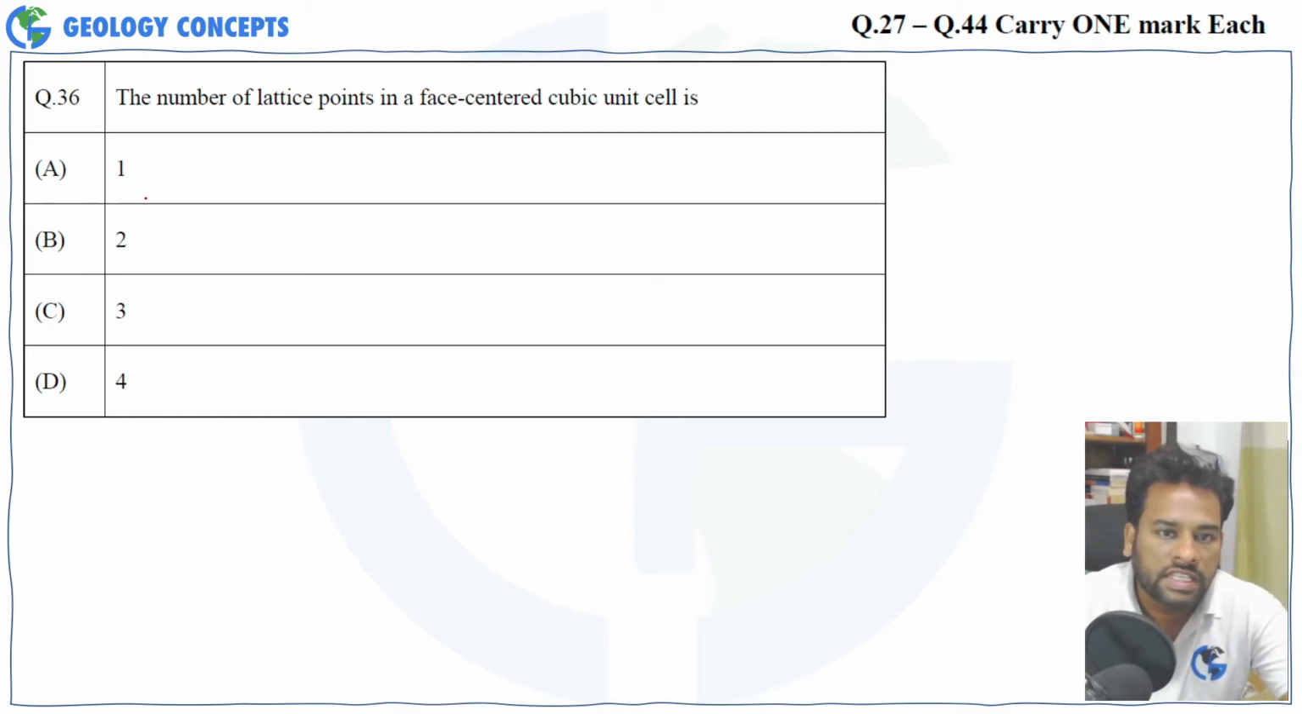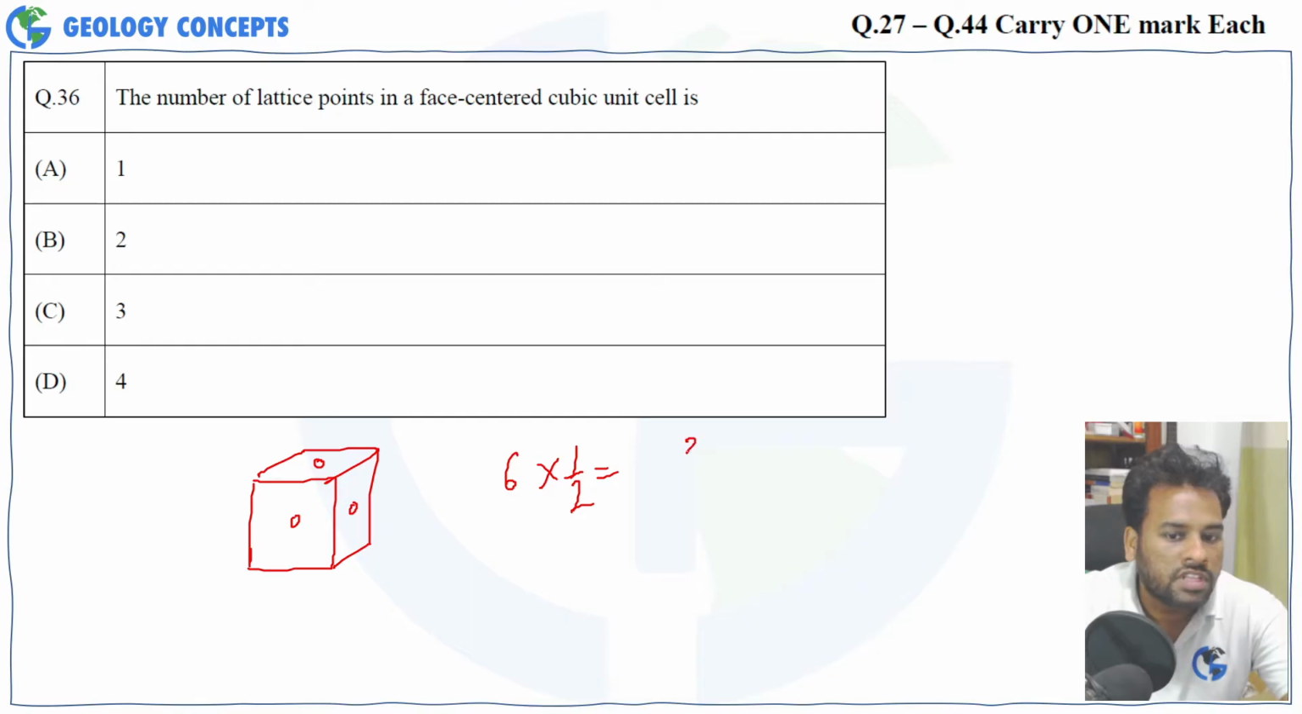Number of lattice points in a face-centered cubic. If you look at a face-centered cubic, all the faces will have a lattice point which will be shared between two unit cells. So 6 faces and share is half, so 3 lattice points here, and at every corner there are 8 lattice points. So 8 into 1 by 8, because each corner is shared between 8 unit cells. So this is 1, so total will be 4. So D is the correct option.